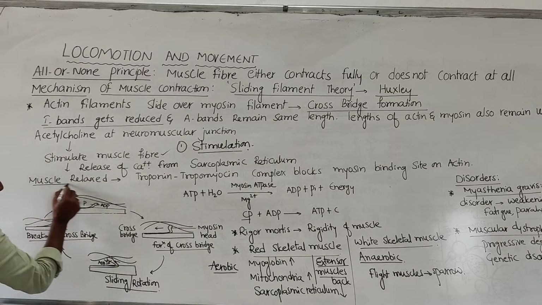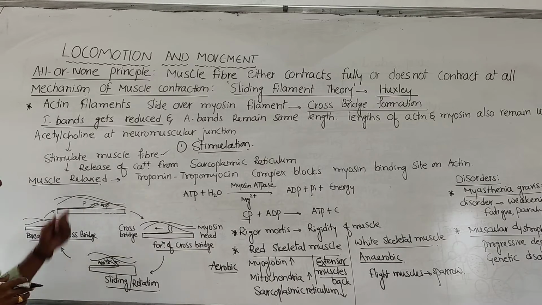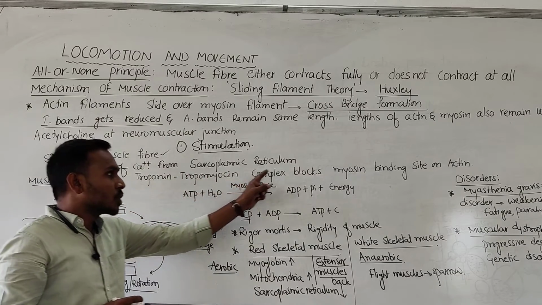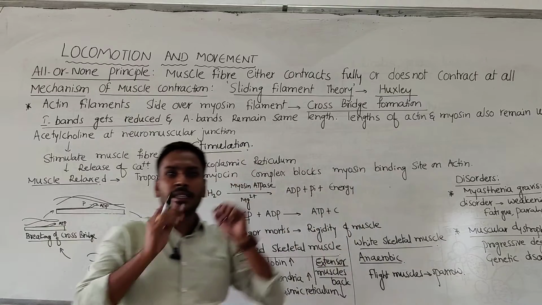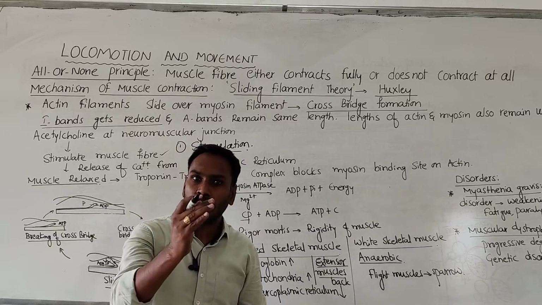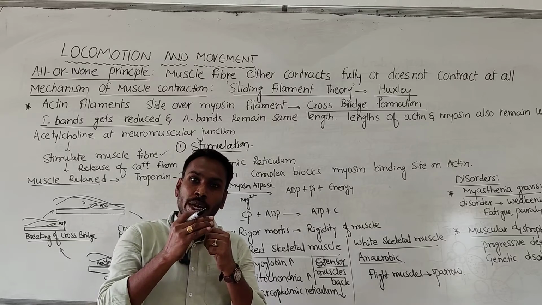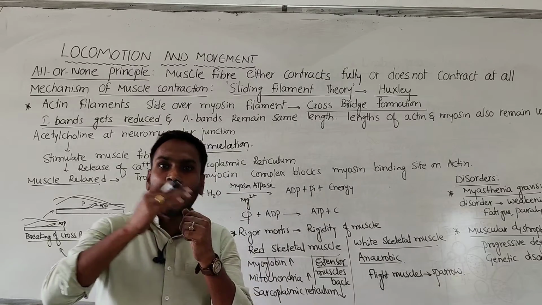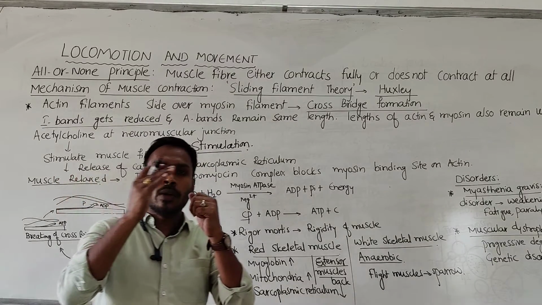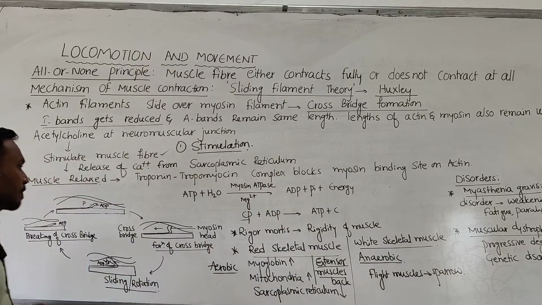Now, when the muscles are relaxed, what condition do we observe? During the relaxed state, the troponin-tropomyosin complex blocks the myosin binding site on actin. Hence, there is no formation of cross bridge, and it is called the relaxed state. During the contraction state, troponin and tropomyosin are unmasked. During the relaxed state, troponin and tropomyosin remain closed. This is the point you need to understand very carefully.